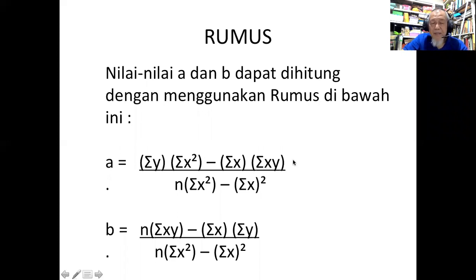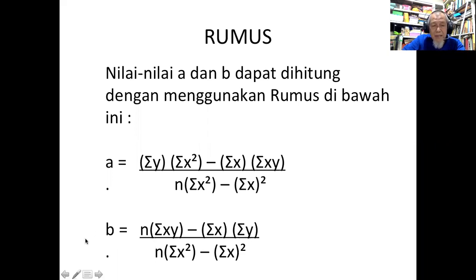Here is the formula to calculate the constant and the regression coefficient. To find out the constant, you are already familiar with these symbols: the sum of y multiplied by the sum of x squared, minus the sum of x multiplied by the sum of xy, divided by n times the sum of x squared minus the sum of x, squared. So these symbols are already familiar to you, and I'm sure that you will be able to do the computation later.